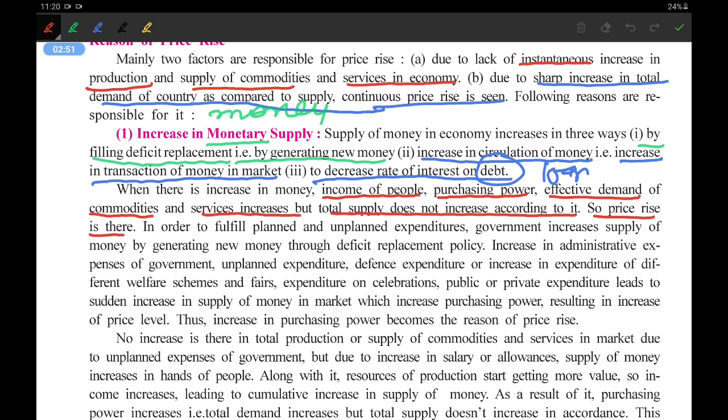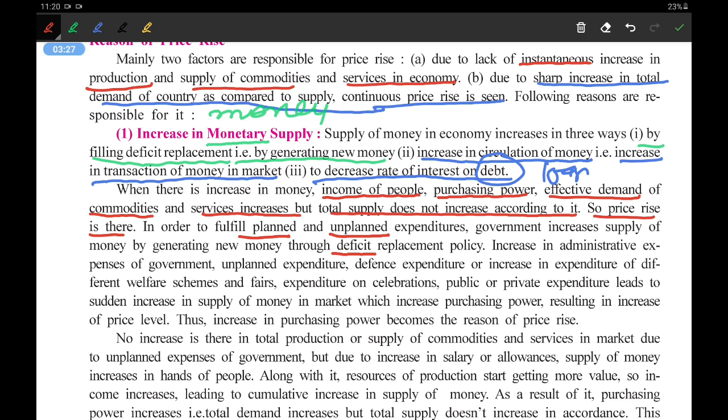In order to fulfill planned and unplanned expenditures, the government increases the supply of money by generating new money through deficit replacement policy. See, every year through the budget, the government has certain planned expenditures, but sometimes there are unplanned expenditures that they have not planned. Due to which there will be a deficit, a gap. And how is the gap filled? By printing more money.